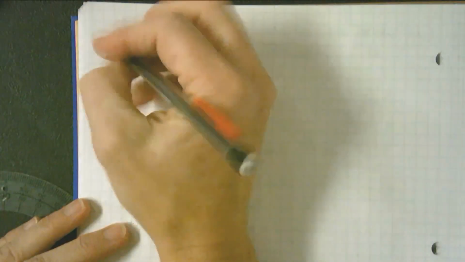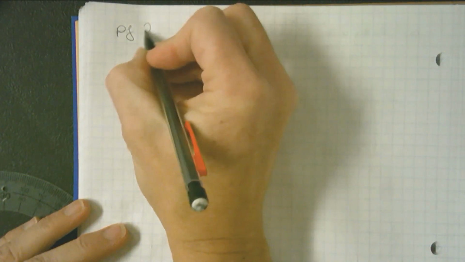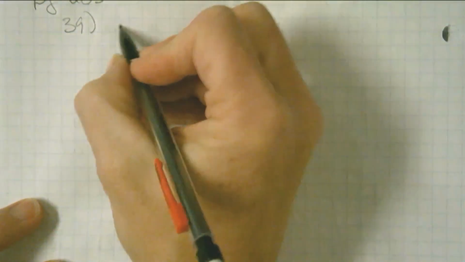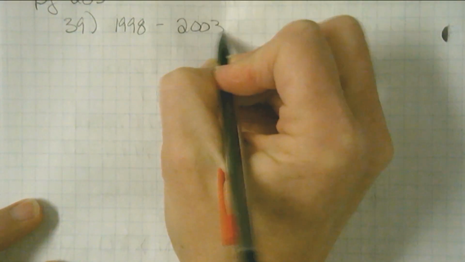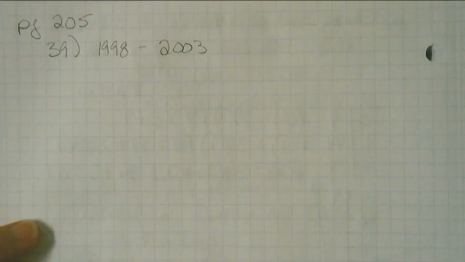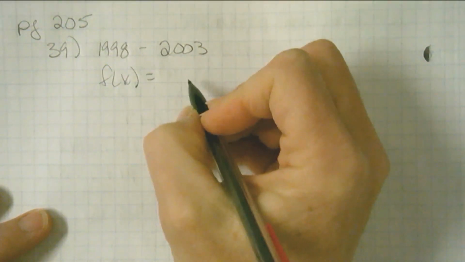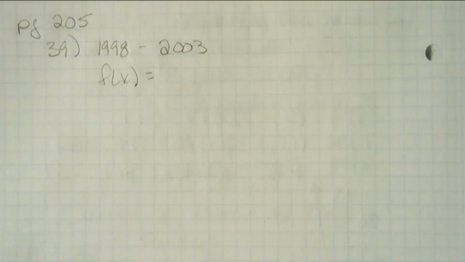Okay, so if we take a look at 39, I know you don't need to do the entire 39, but let's talk about 39. 39 said that it's from 1998 to 2003. All right, and they gave us f of x is equal to, oh no, I lied. I was looking at the wrong one. Hang on. Let's back up the bus here.